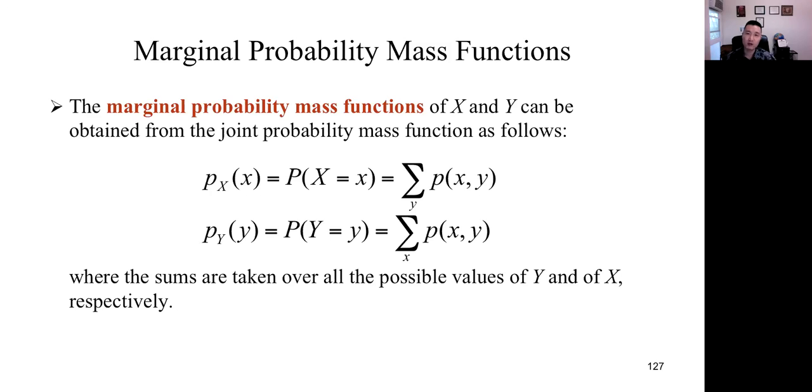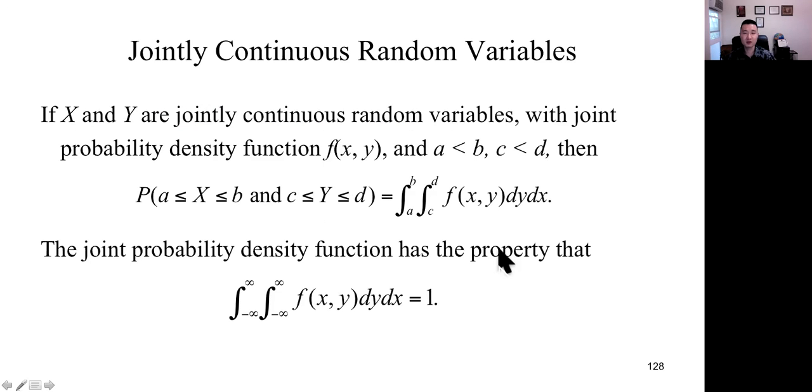And this is for discrete variables. And for continuous variables, we have similar things, but we do integration instead, right? So x and y are jointly continuous random variables with probability density function f(x, y), and we have a range for x and y, a, b, c, d. This is joint continuous random variables.